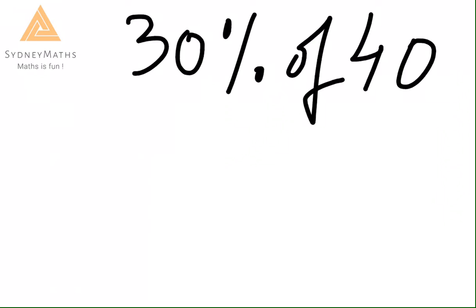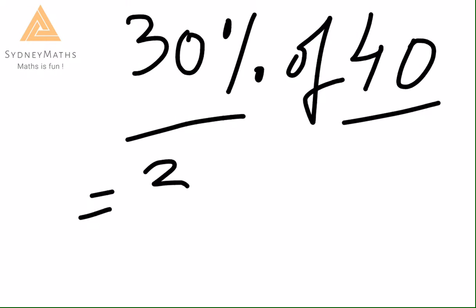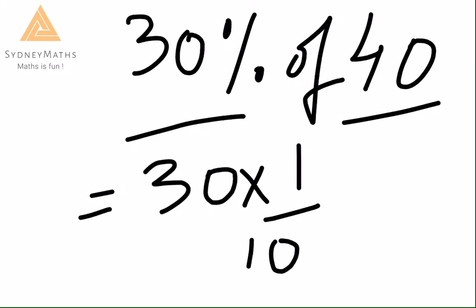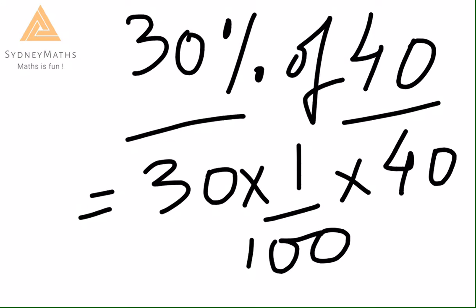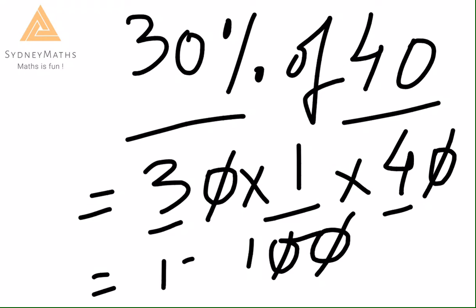In this video, we are going to be learning how to calculate percentages mentally. Let's take an example. If we wanted to calculate 30% of 40 the traditional way, we would take 30 multiplied by percent, which is 1 by 100, multiplied by 40. The zeros cancel out and we are left with 3 and 4, which is 12.